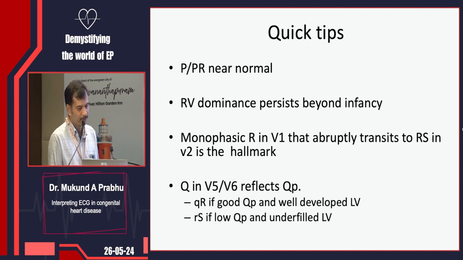Look at the tips. The P wave will be normal in usual TOF. RV dominance persists beyond infancy. Monophasic R in V1 that abruptly transitions to an RS pattern in V2 is a hallmark of typical TOF. And V5, V6 Q waves and LV forces represent the pulmonary blood flow.